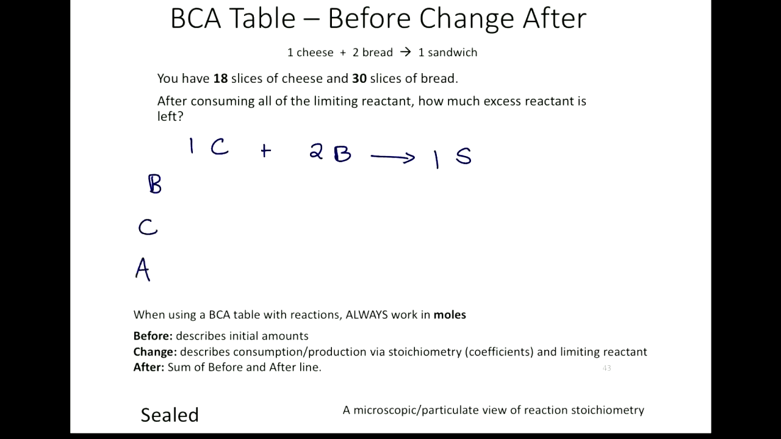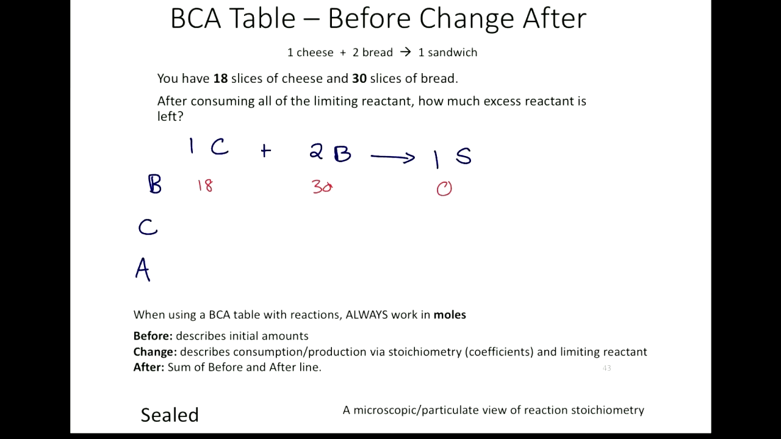BCA stands for before, change, and after. So in this before line, I want to write everything that's on my kitchen table before I start. So I have 18 slices of cheese, 30 slices of bread. How many sandwiches do I have before I start? 0. Very good. And so everyone here agreed that what ingredient runs out first? What's our limiting reactant? Bread.